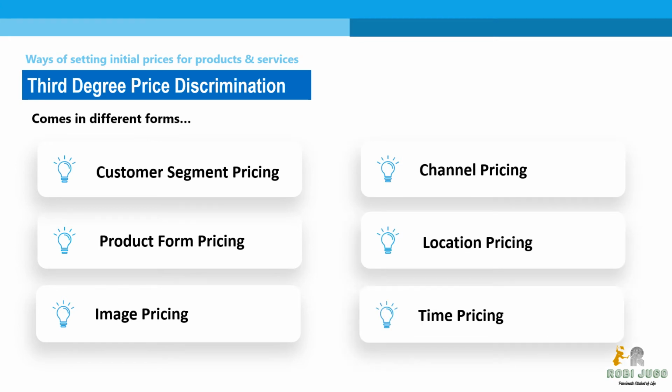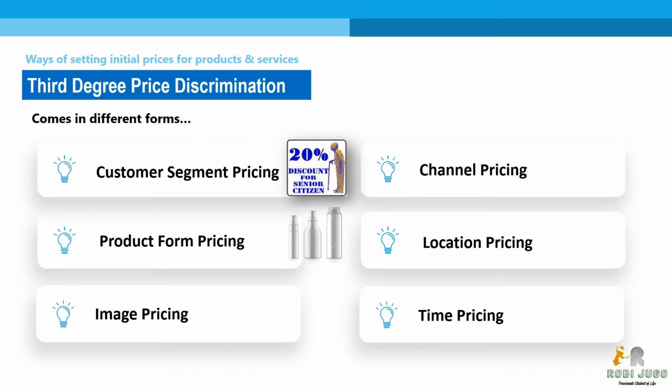For customer segment pricing, different customer groups pay different prices for the same product or service. Examples are student and senior citizen discounts. For product form pricing, different versions of the product are priced differently, but usually not proportionately to their cost. For example, water packaged in different containers. It is essentially the same water, however the price varies due to packaging.